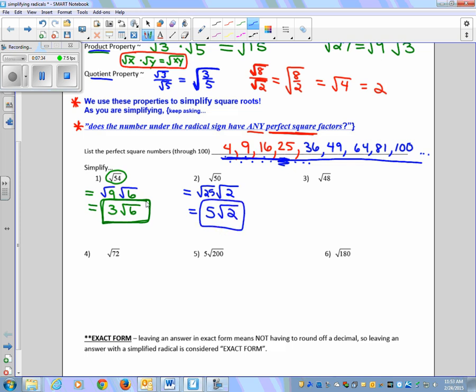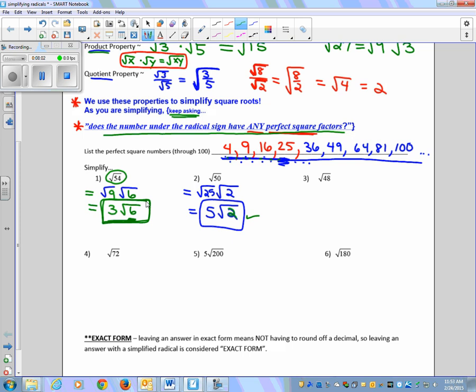Now, how do we know we're done simplifying? Because we keep asking ourselves, remember, keep asking ourselves, does the number under the radical sign have any perfect square factors? Well, does 2 have any perfect square factors? Do any of these numbers go into 2? No. So that's how you know you're done. 6, same thing. Do any of those numbers go into 6? No. So you know you're done.